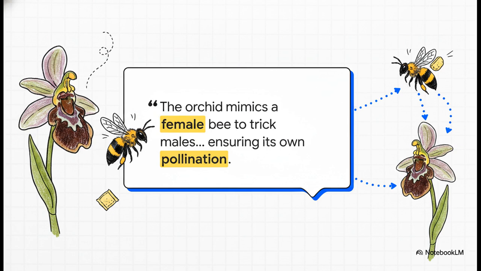As he bumbles around on the flower, eventually realizing he's been tricked, the orchid drops a packet of pollen right onto his back. The bee flies off disappointed, only to be tricked by another orchid down the road, successfully cross-pollinating the plants. It's a staggering example of how species co-evolve and interact out there.